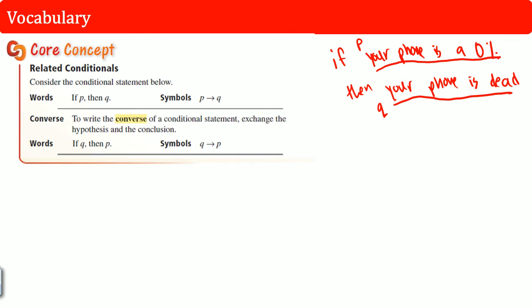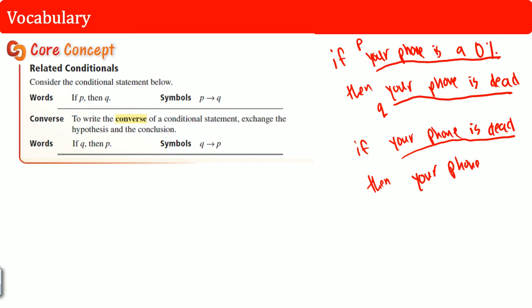If you want to write the converse of it, you flip it. So it would be if your phone is dead, that is your new original statement. Then this is where you put the Q: your phone is at 0%. When you flip, it becomes the converse.